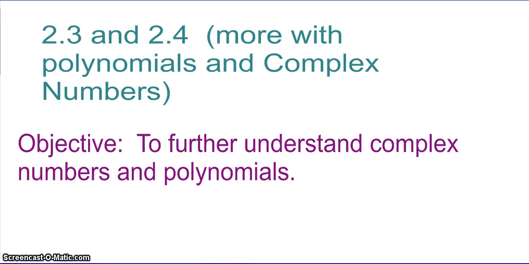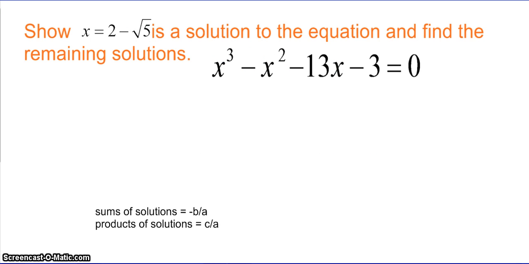Alright, today we're going to continue on with 2.3 and 2.4, talking about polynomials, synthetic division, long division, and complex numbers. Today we're going to focus more on the complex numbers, but we're going to start off with the polynomial division first. So I want you to show that x equals 2 minus root 5 is a solution to the equation x cubed minus x squared minus 13x minus 3 equals 0, and I want you to find the remaining solutions.